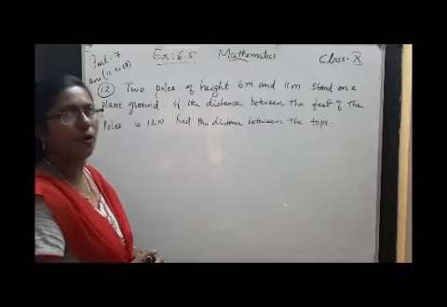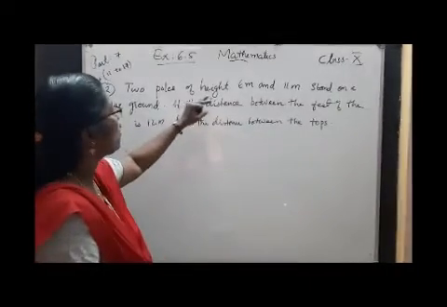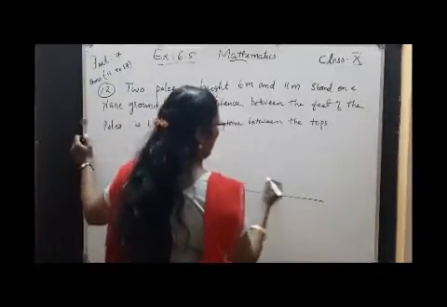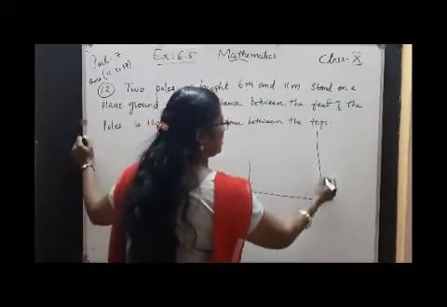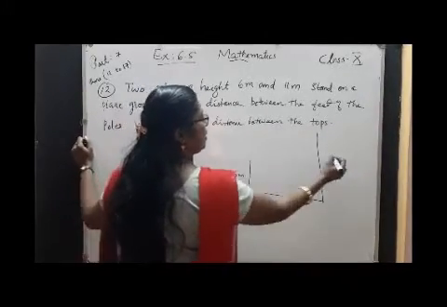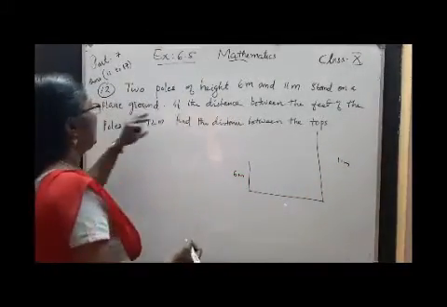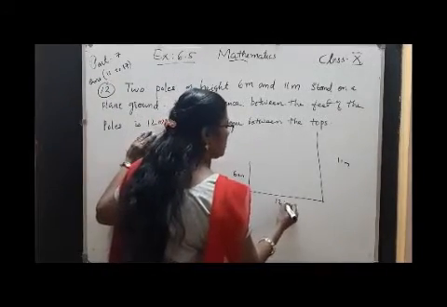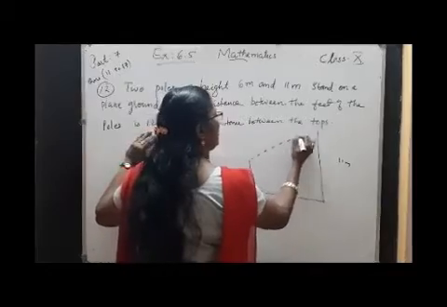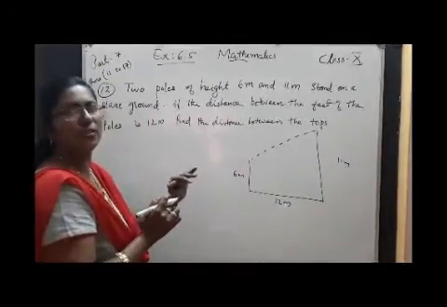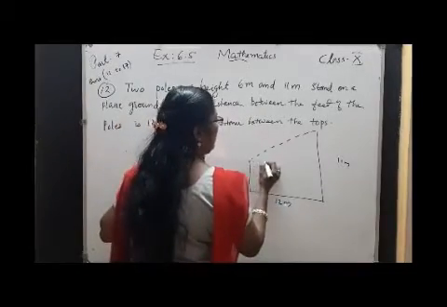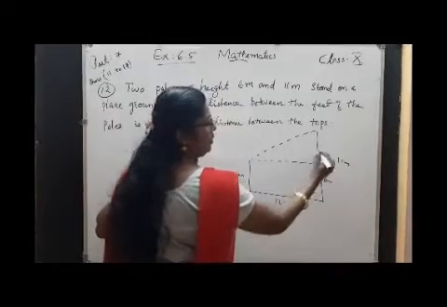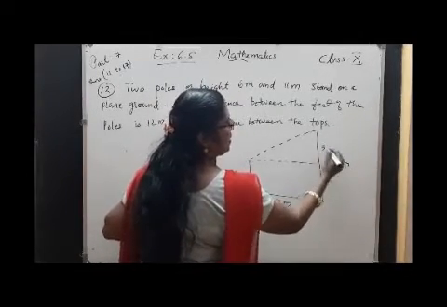Find the distance between the tops. Here, 2 poles of height 6 meter and 11 meter stand on a plain ground. Here, the ground, one is 6 meter, another one is 11 meter. If the distance between the feet of the poles is 12 meter, our question is find the distance between the top of these 2 poles. Draw a line parallel to the ground, and this is 6 meter, and what about this, 11 minus 6, that is 5 meter.